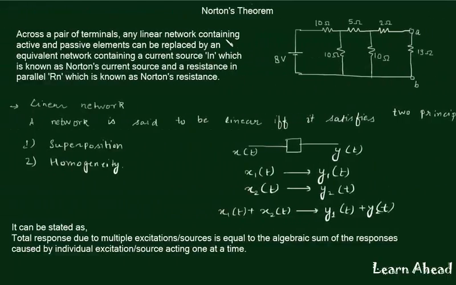Now let's come to the statement of Norton's theorem. It says that across a pair of terminals, any linear network containing active and passive elements can be replaced by an equivalent network containing a current source IN, which is known as Norton's current source, and a resistance Rn in parallel, which is known as Norton's resistance. This means if the terminals are A and B, then across these terminals we can replace this whole network. To make things clear, let's find the current through this branch using Norton's theorem.